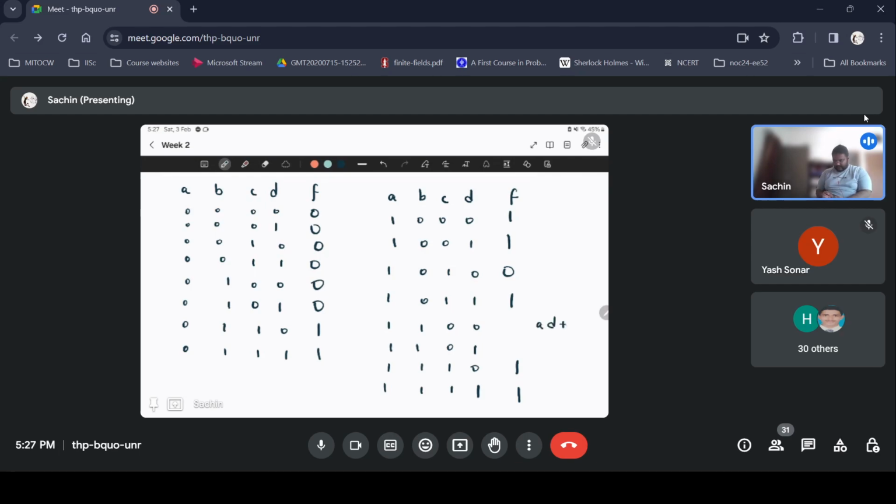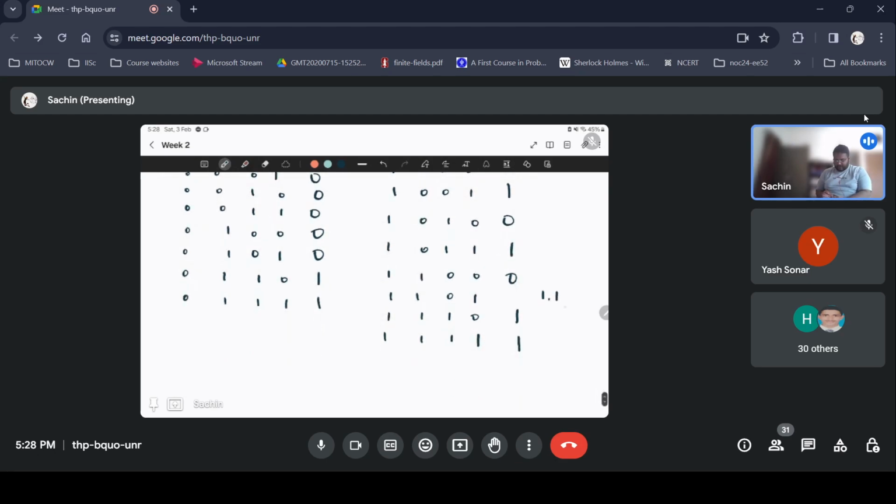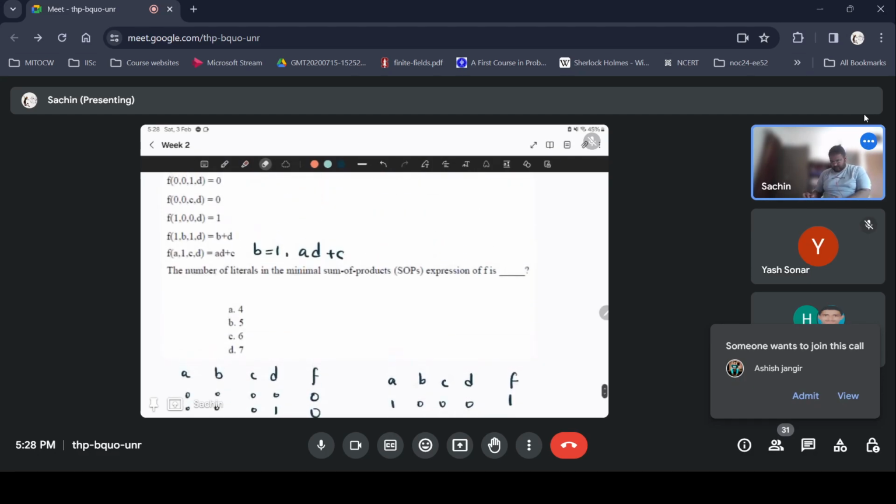Next we come to these two, ad plus c. a is 1, d is 0, c is 0, so ad is 0 or c is 0. So it's 0, this thing is 0. And finally a is 1, d is 1, c is 0. ad plus c is 1 or 0, which is 1. So this is the truth table.